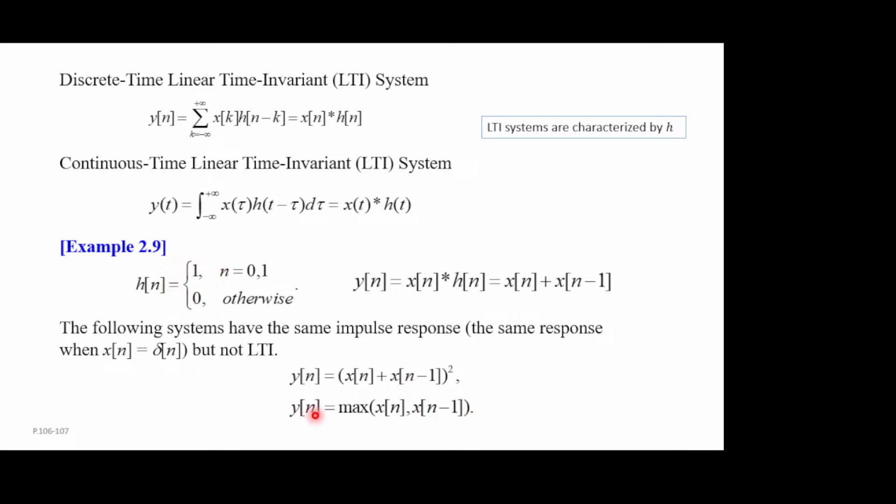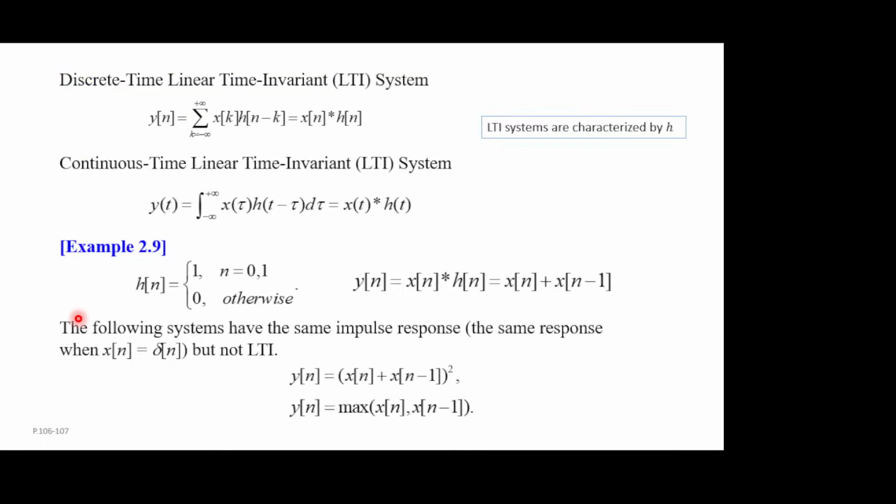And similarly, you have an even weirder system: y of n equal to the max of x of n and x of n minus 1. So you see if you input x that is only 1 at n equals 0, then y of 0 will take this x of n and it will be 1, and y of 1 will look at x of 1 minus 1, which is also 1, and all other y will be 0. So anyway, that's something to be careful about.